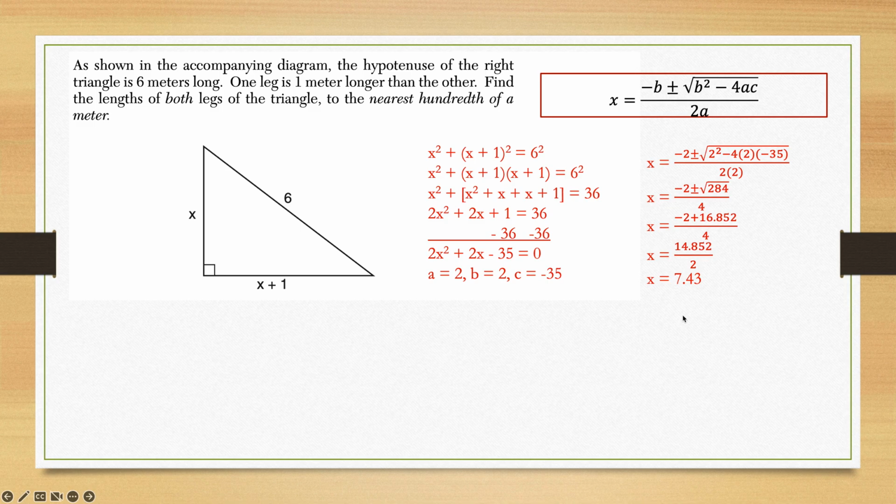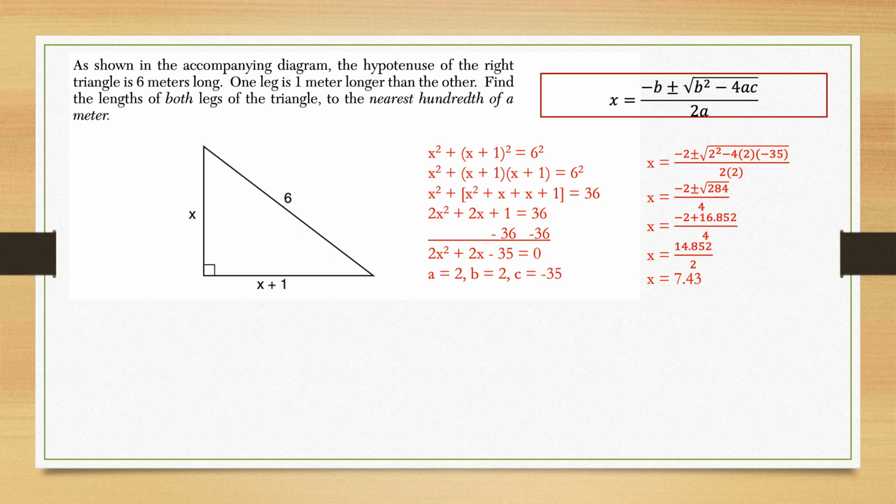For the other one, it would be negative 2 minus 16.852. But you know what? I don't need to check that answer because that would give me a negative. And I can't have a negative length, so I don't need to do that one. I just need to do the plus one.